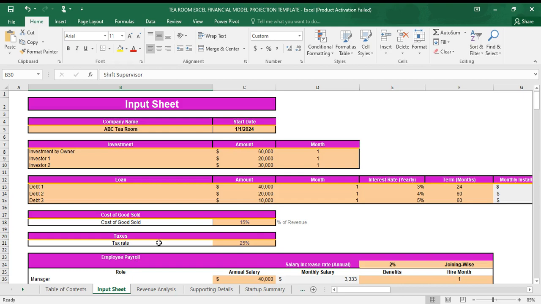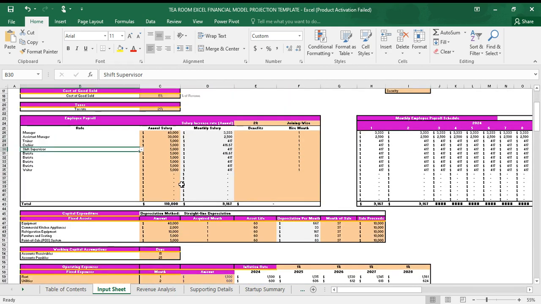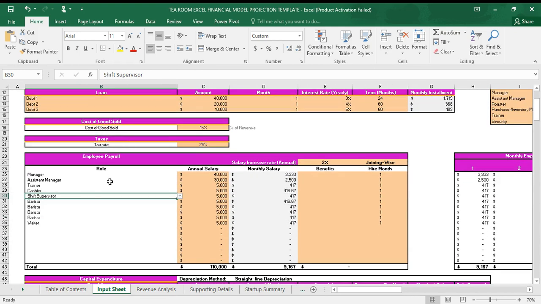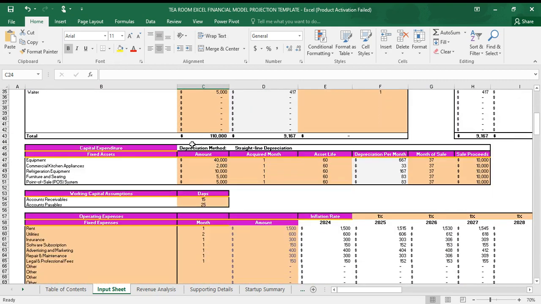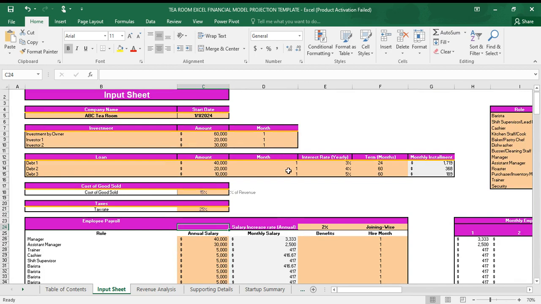Starting off with the assumptions sheet or the input sheet, here we have included all the necessary assumptions related to this business. This includes your investment assumption, financing plus loan. Then we have expenditure assumptions, that is capital expenditure plus operating expenditure and payroll. And then we have cost and revenue assumptions.